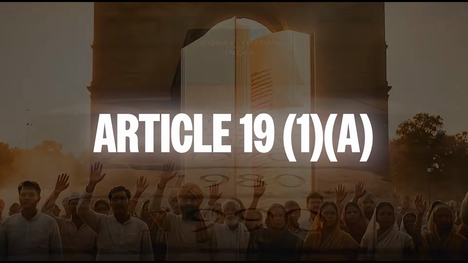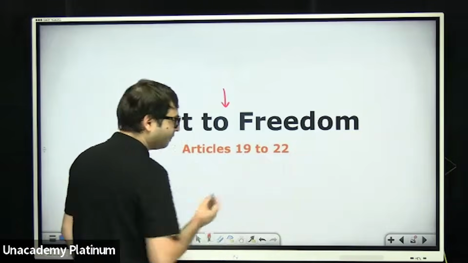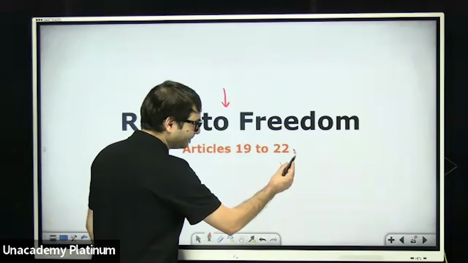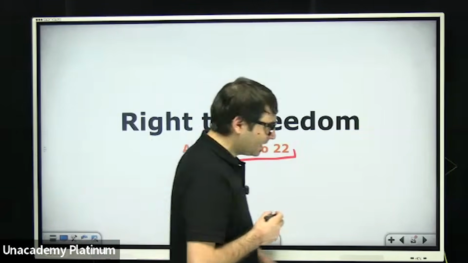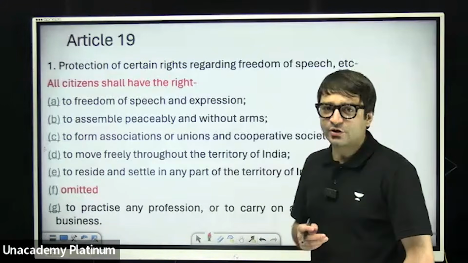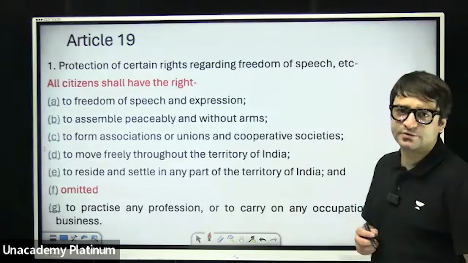Now let's discuss Article 19(1)(a) of the Constitution. We will have to focus on 4 articles, Article 19 to 22. Let's look at Article 19: protection of certain rights regarding freedom of speech, etc.